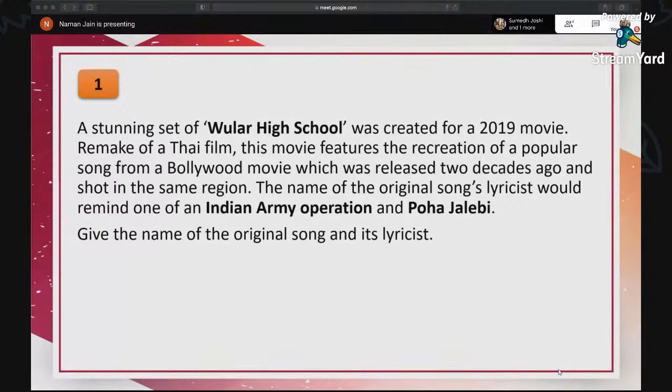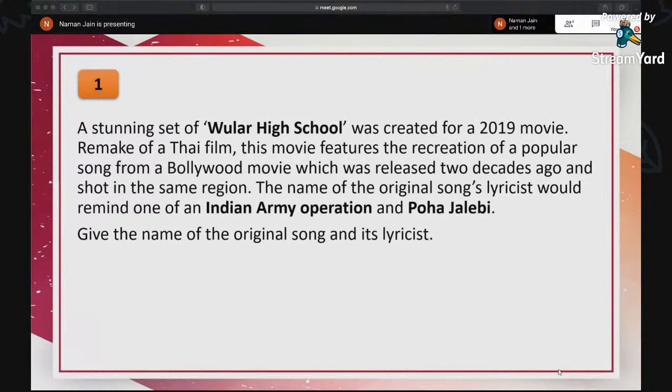The song is very, very famous. The song and its dance, especially its dance. So it has a lot of local language in it, so something cultural. And the name of the original song's lyricist would remind one of an Indian Army operation and Poha Jalebi. So the first part of the person's name is an Indian Army operation, and the second part is Poha Jalebi.